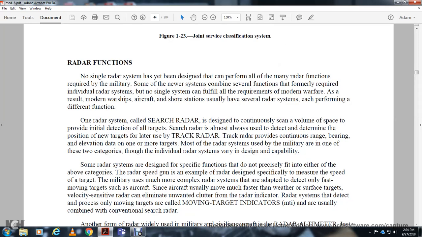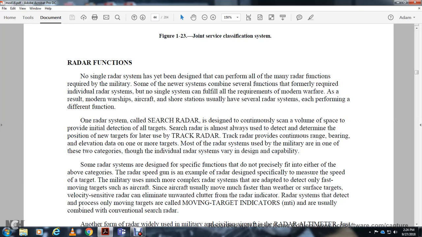Radar functions. No single radar system has yet been designed that can perform all of the many radar functions required by the military. Some of the newer systems combine several of the functions formerly required by individual radar systems, but no single system fully meets the needs of the modern warship. As a result, aircraft and shore stations usually have several radar systems, each performing a different function.